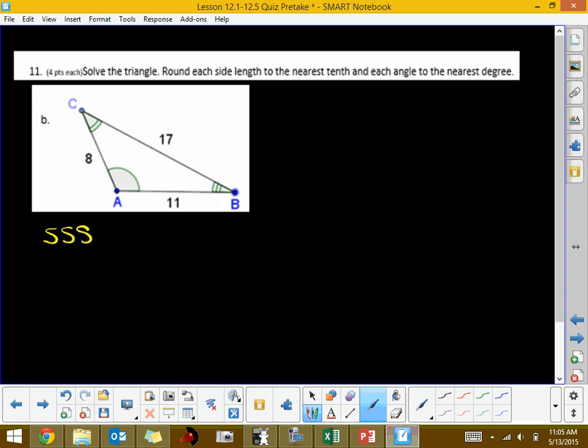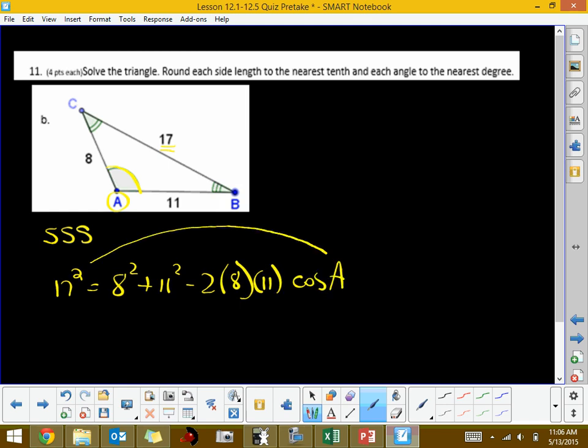So we're going to look at finding the biggest angle, which is across from the longest side. So we're going to find the measure of angle A. Remember, your side-angle pairs have to go together, so 17 squared has to equal the other two sides squared, 8 squared plus 11 squared, minus 2 times those two sides, 8 and 11, times the cosine of your angle A. Again, the opposite side-angle pair always are on the outside edges of your law of cosines.